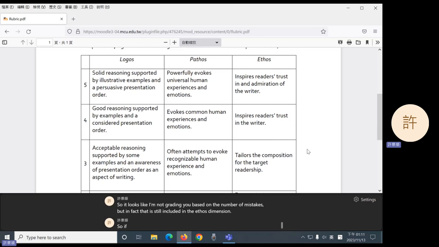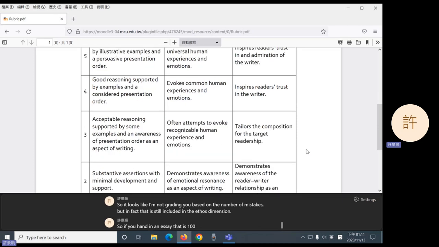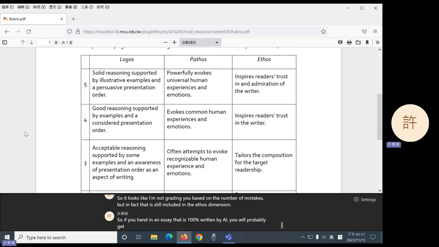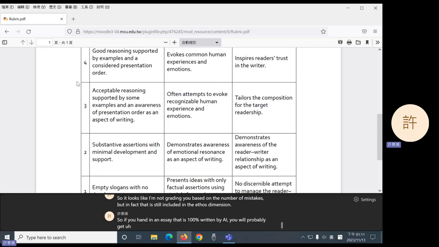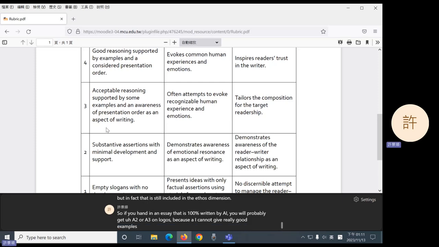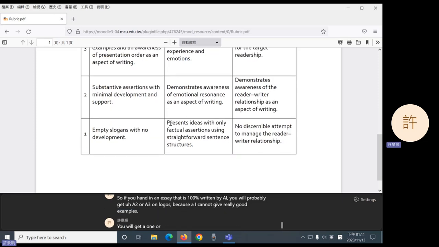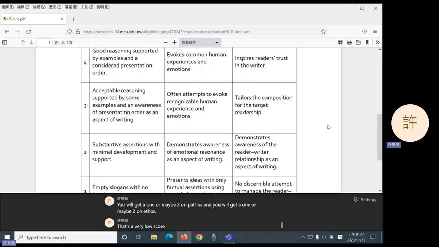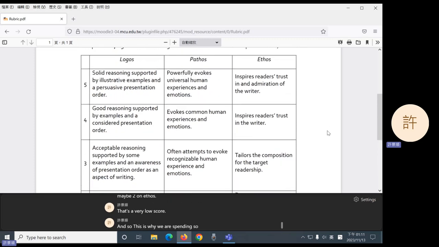So if you hand in an essay that is 100% written by AI, you will probably get a 2 or a 3 on logos, because AI cannot give really good examples. You will get a 1 or maybe 2 on pathos, and you will get a 1 or maybe 2 on ethos. That's a very low score. And so this is why we are spending so much time every week talking about your essays. And this is why you have 2 or 3 weeks to write each final draft.